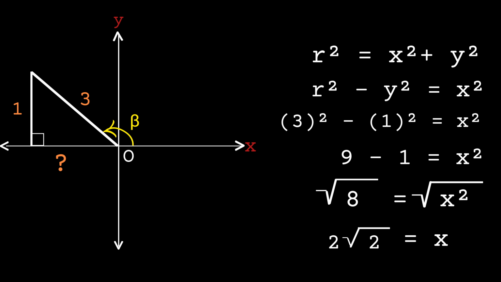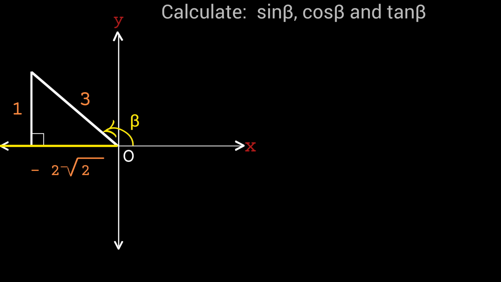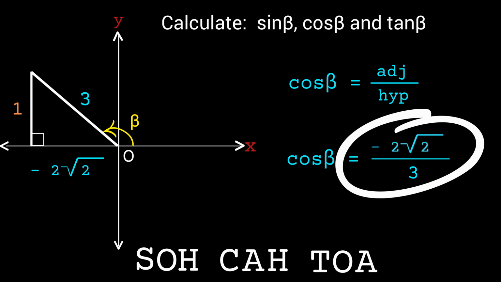Now, since x is on the left side of the Cartesian plane where the x values are negative, we are not going to have a positive 2 root 2, but we're going to have a negative 2 root 2. Now that we have all the values, we can now calculate sin beta, cos beta, and tan beta. Sin beta is opposite over hypotenuse. The opposite side is 1 and the hypotenuse side is 3. Therefore, sin beta is 1 over 3. Cos beta is adjacent over hypotenuse. The adjacent side is minus 2 root 2 and the hypotenuse side is 3. Therefore, cos beta is minus 2 root 2 over 3.